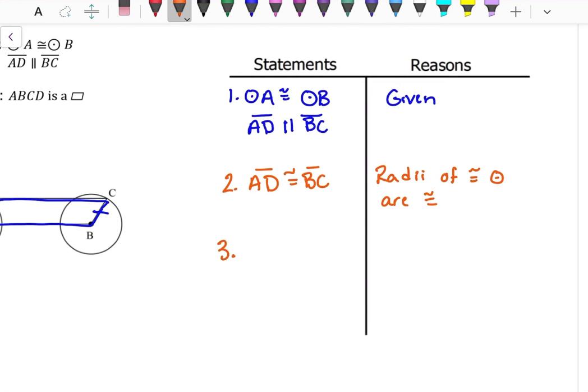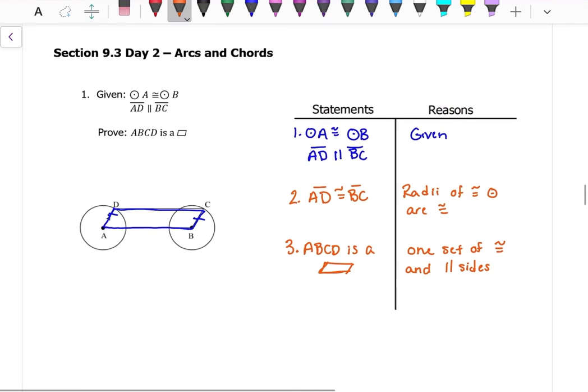And then third, I can say that ABCD is a parallelogram because one set of congruent sides and parallel sides. Here we go. And that's it for number 1.